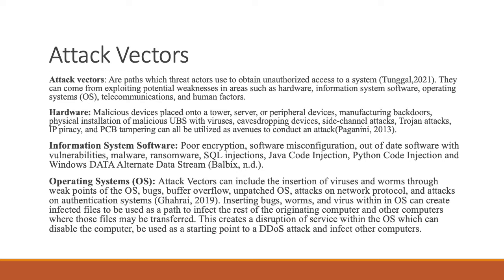First, we're going to talk about attack vectors. So we understand that there has been some type of breach detected. In order for us to identify how the breach occurred and who was responsible for this breach, we're going to take a look at attack vectors. So attack vectors are paths which threat actors use to obtain unauthorized access, right? So they're different paths that are created through vulnerabilities, and attackers use those paths to break into systems.